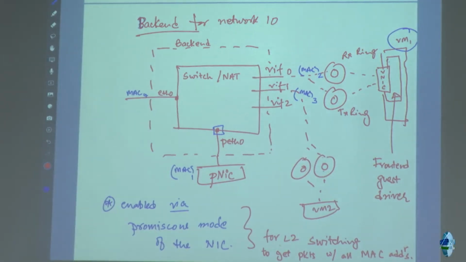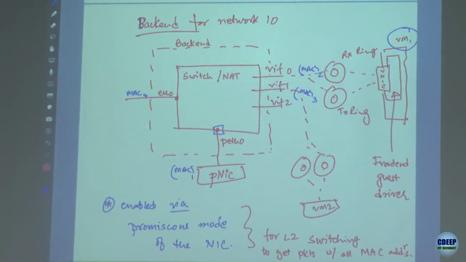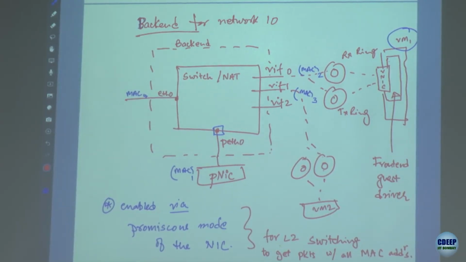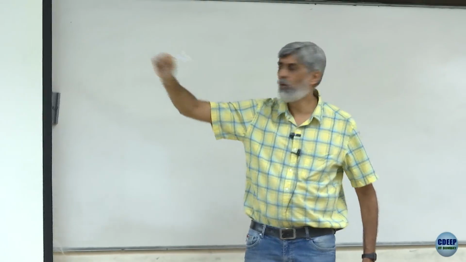I have a question. If there's a packet meant for, say, VM1, what would be the destination MAC in that packet? It should be MAC2. MAC2, yes. So MAC2 for VM1.